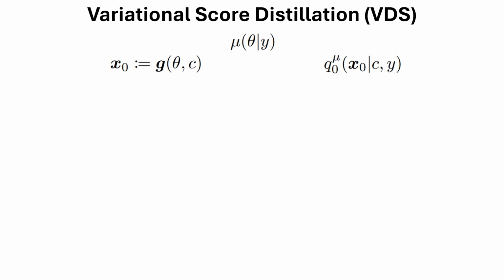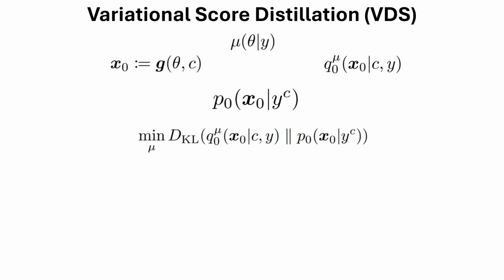And for our already trained diffusion model, we can define distribution p0 that says, given the view-dependent text prompt y, what are all the possible images x0 that the model can generate at time step t0. And for aligning these two distributions, we can define KL divergence to minimize the distance between them and have a variational inference problem that tries to approximate a variational distribution q0 to be as similar as possible to our target distribution p0.